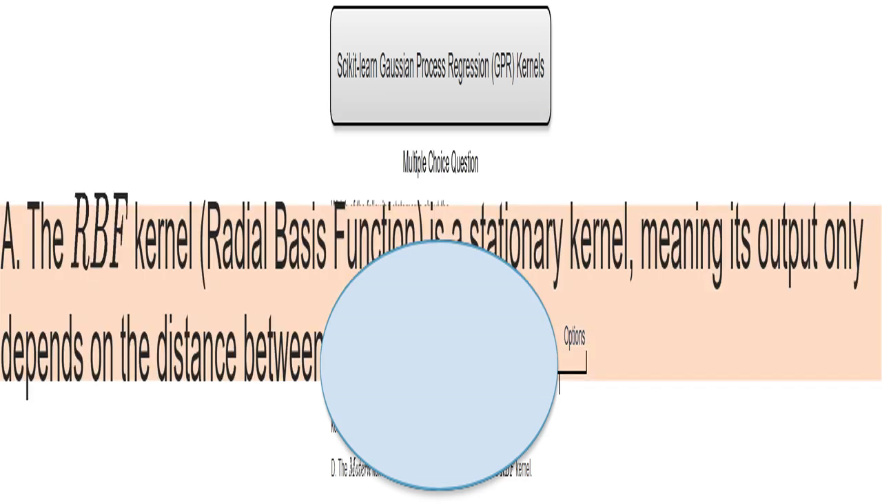Statement A claims that the radial basis function, RBF, kernel is stationary. A stationary kernel's output depends only on the distance between input points, not their absolute location. This is indeed true for the RBF kernel. Statement B suggests that the dot product kernel works well when data relationships are mainly defined by the inner product of input vectors. This is correct. The dot product kernel explicitly uses the inner product in its calculation.